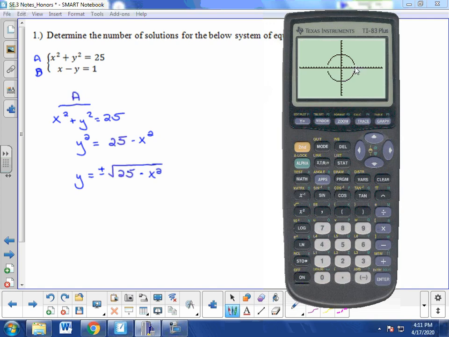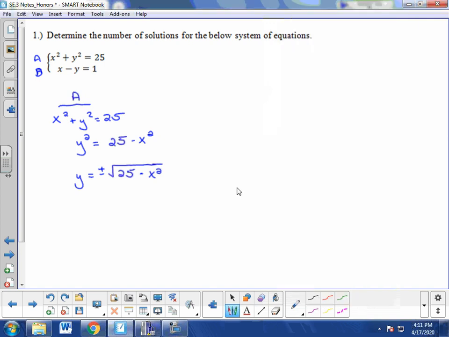So this circle, remember that this circle should close here. So there's my expression for A put into the calculator. B is much easier to rewrite. So x minus y equals 1.